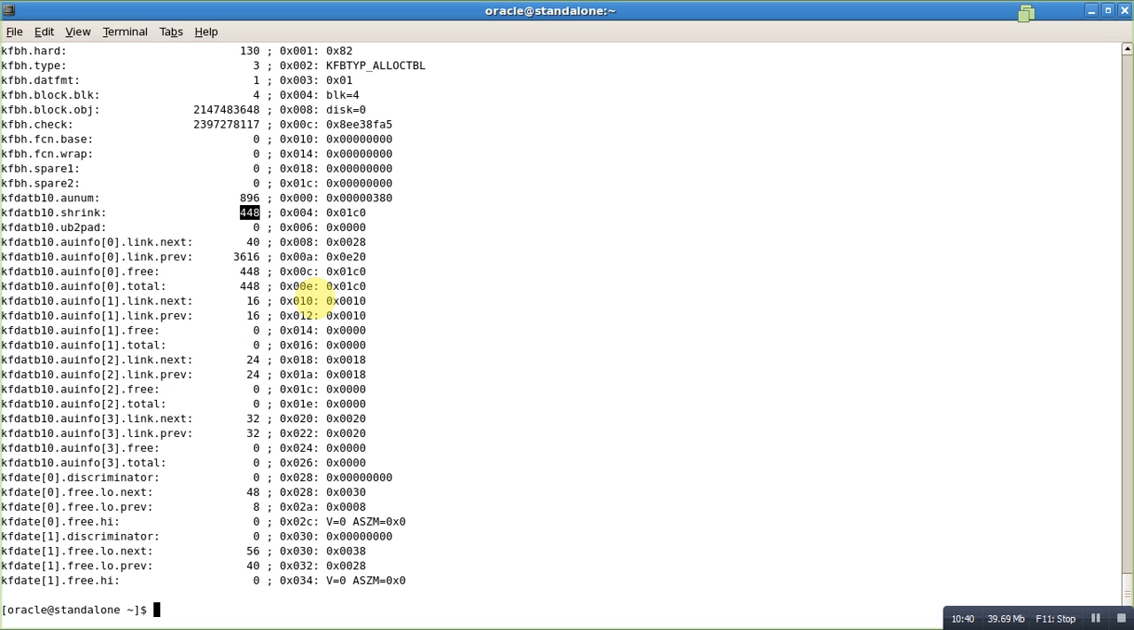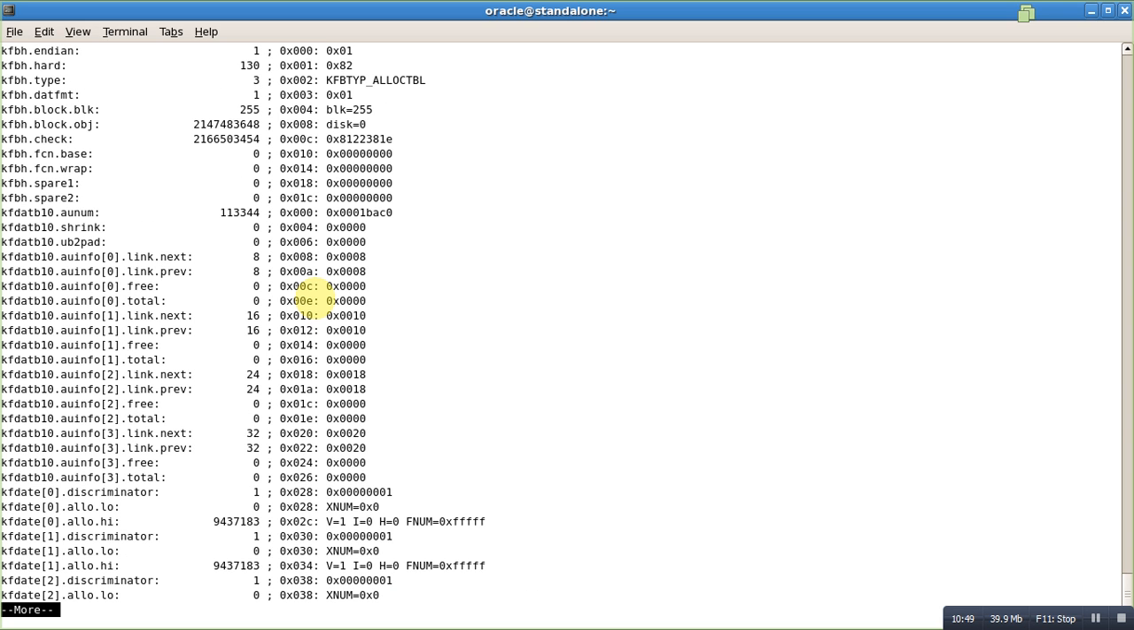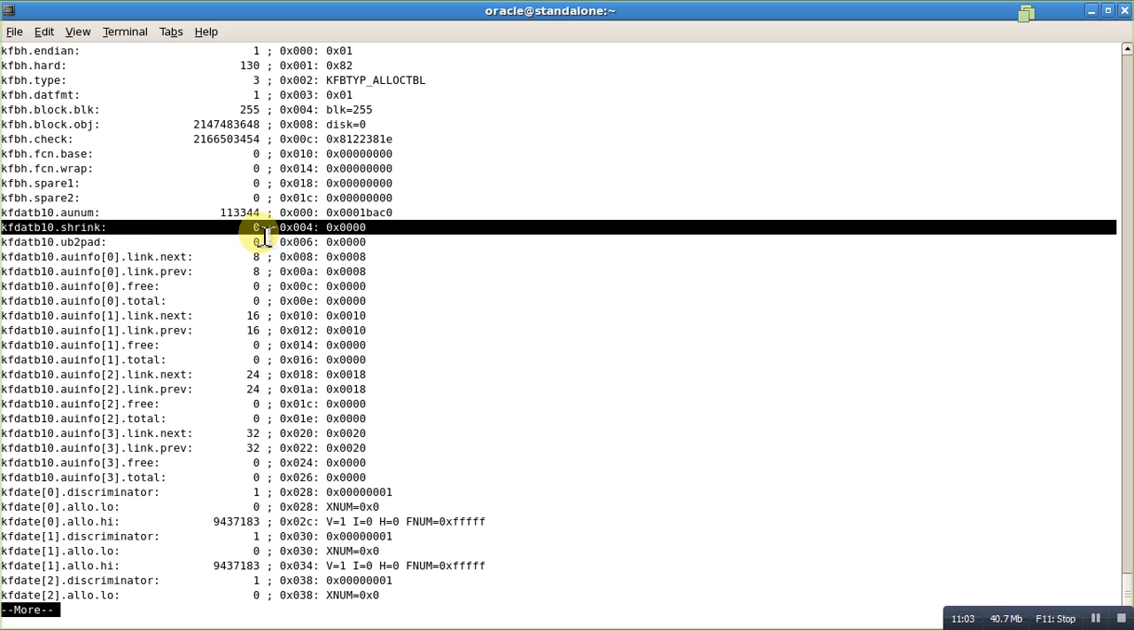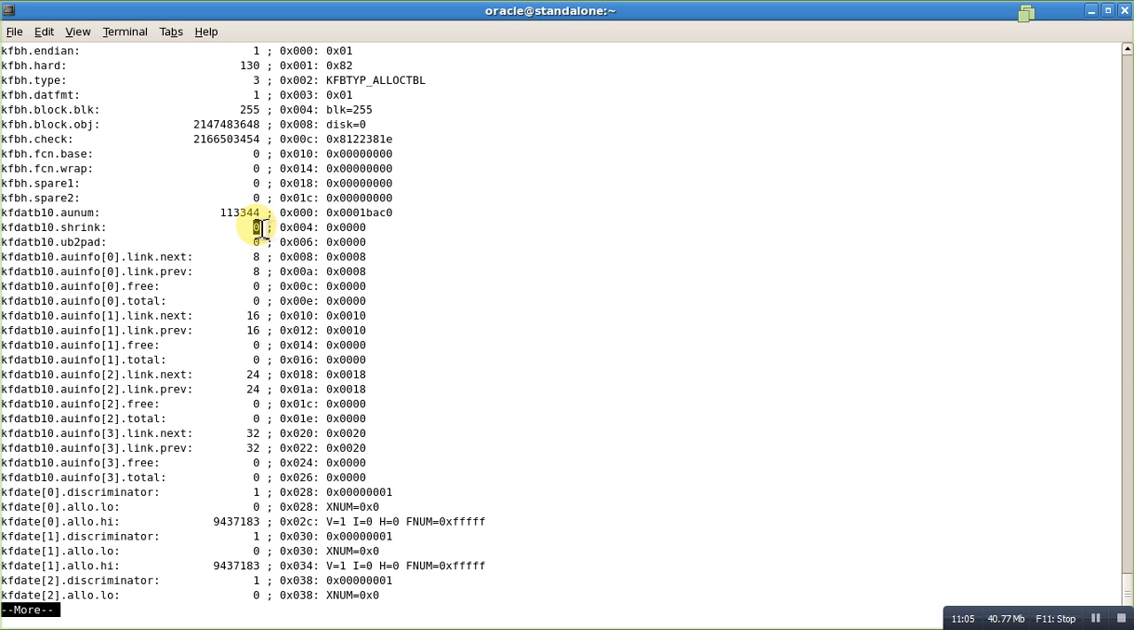And similarly, blocks up to block number 255 are reserved for the allocation table. So let me view block number 255. Here we can see the starting allocation unit that will be addressed by this allocation table block. The string value is 0. It means that whenever the string value is 0, this allocation table block does not have any allocation units to address.